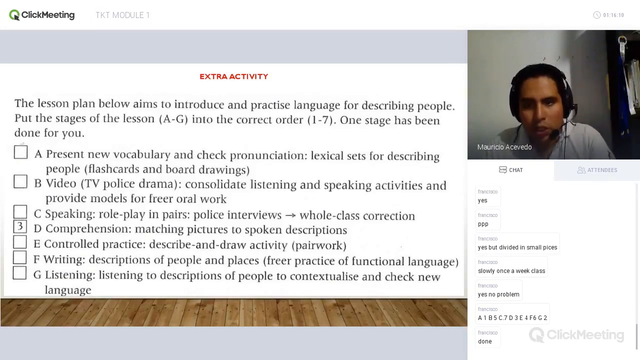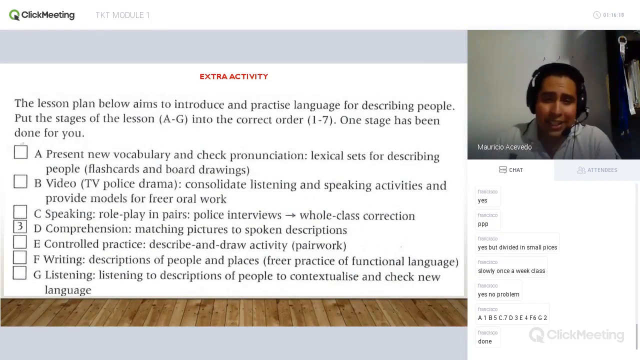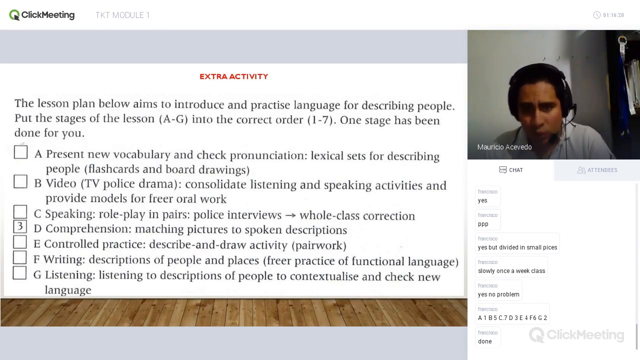Okay, let's go with number two first. For you, number two is letter G. Listening to descriptions of people to contextualize. Okay, so the keyword maybe here is contextualize, right? Number three, we already know have it. Number four for you, it's letter F.